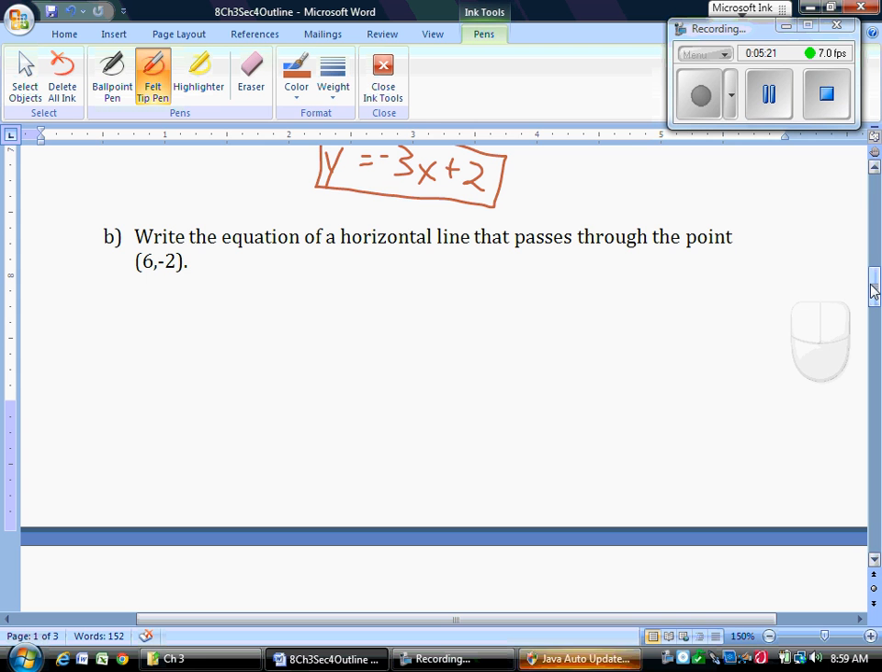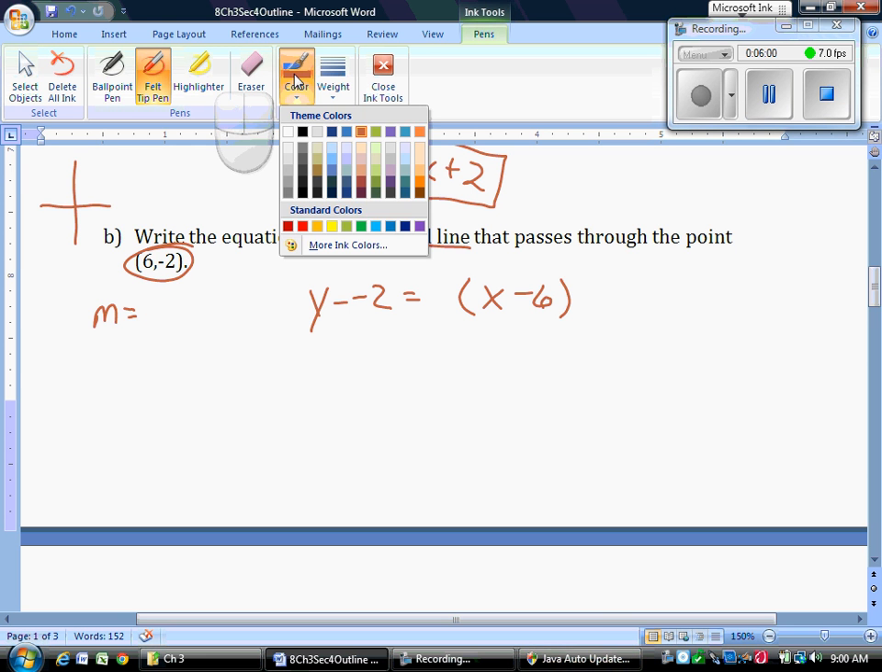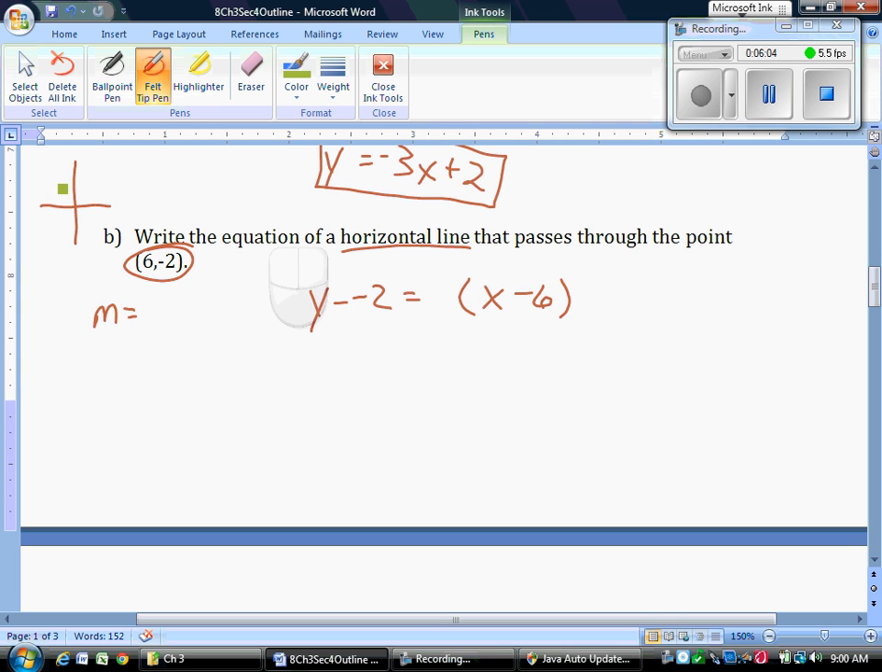Write the equation of the horizontal line that passes through the point (6, -2). Not all problems are going to directly give you a slope. Sometimes you're going to have to figure it out, just like we did figuring out the y-intercept a couple examples ago. So I know I'm going through the point (6, -2), which tells me I can do this right away, plugging in my x for x1 and my y for y1. What I need to find is my slope. If I have a horizontal line, this is something we've talked about already. If that's my XY chart, I have a horizontal line.